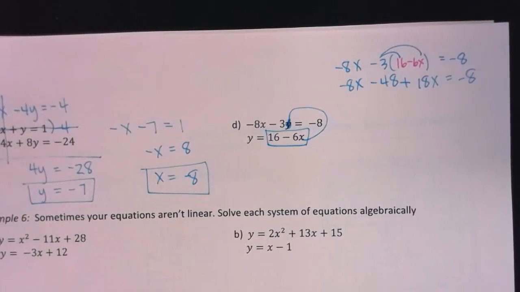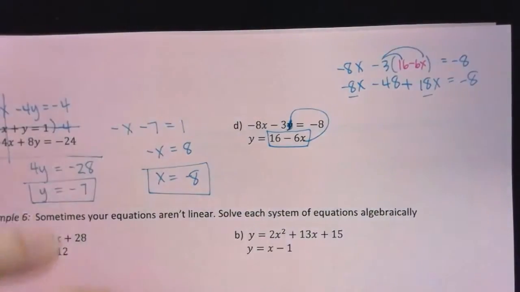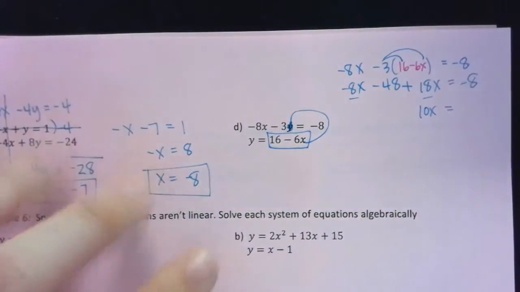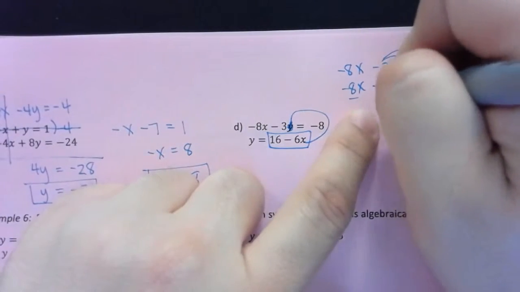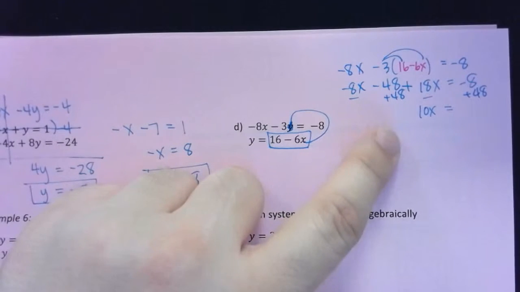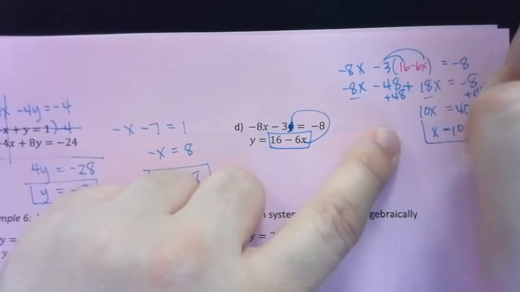Let's combine the negative 8 and the positive 18. So 10x equals, now what am I going to do with that negative 48? Add it. 10x would be 40, so x equals 10.